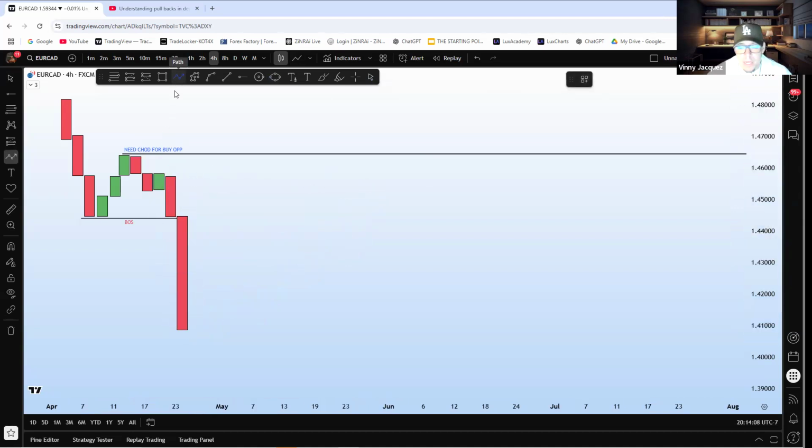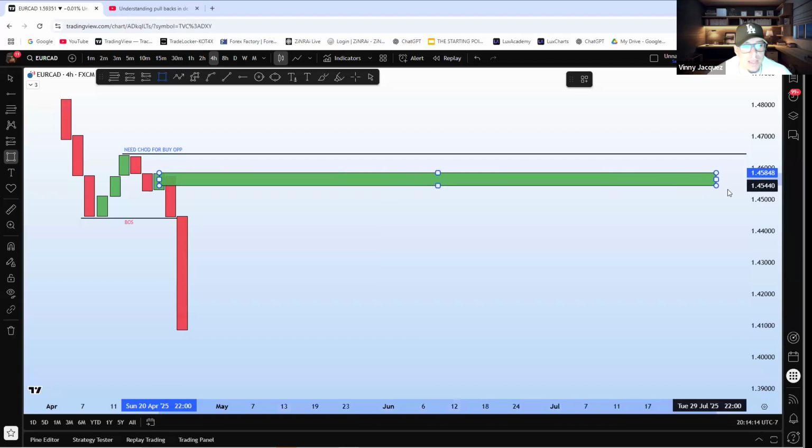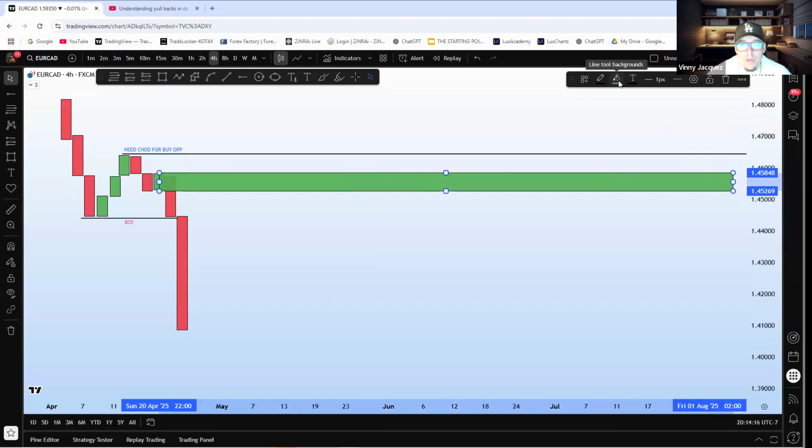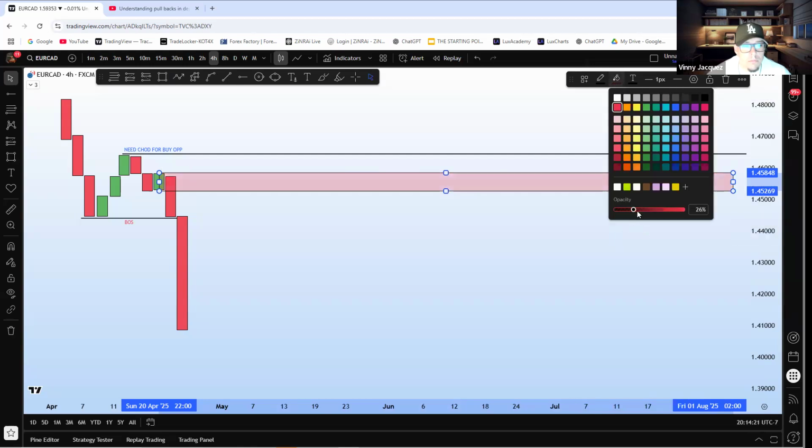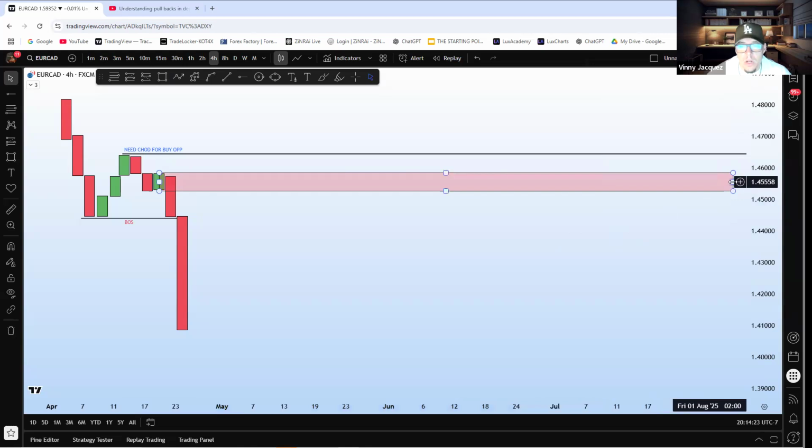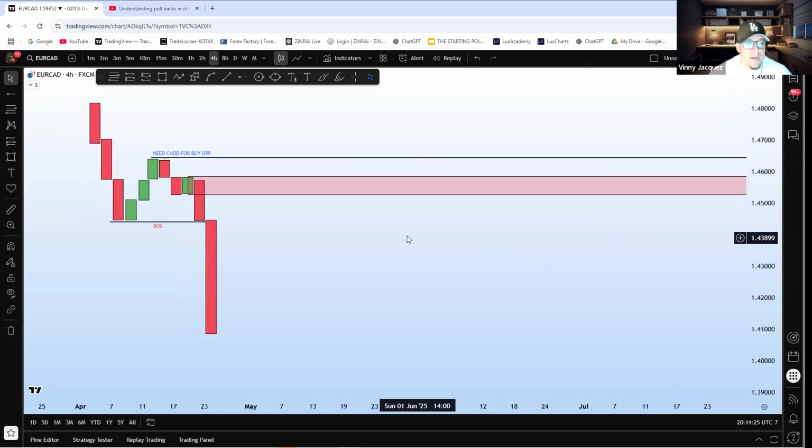Let's follow that rally back up to the last buying candle. 1, 2, right here. This is my last buying candle. This is my starting point. Go ahead and just lighten that up. That's my starting point. So I want to look for some sell opportunities in this area.